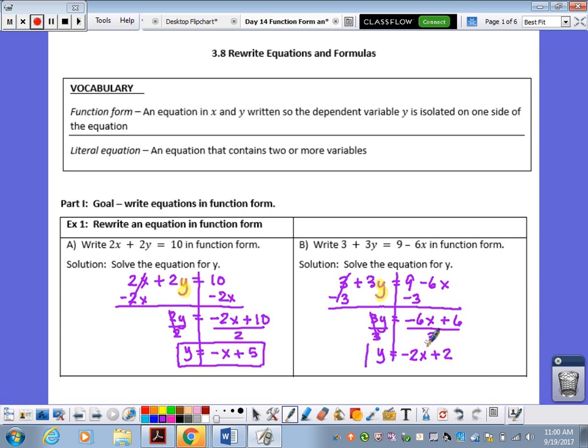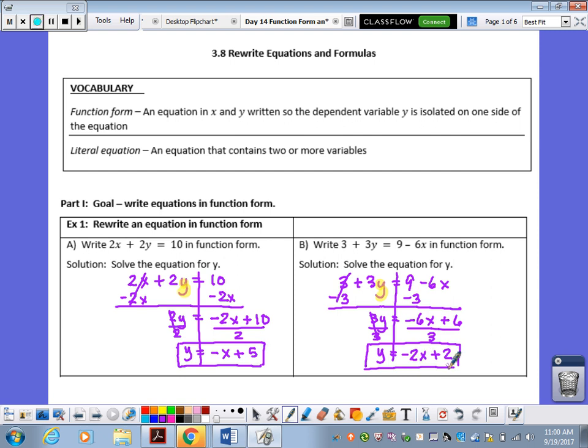You have just taken two equations that had variables x and y involved, where you have rewritten them so they are in function form. Y is by itself. Put the x before the constant.